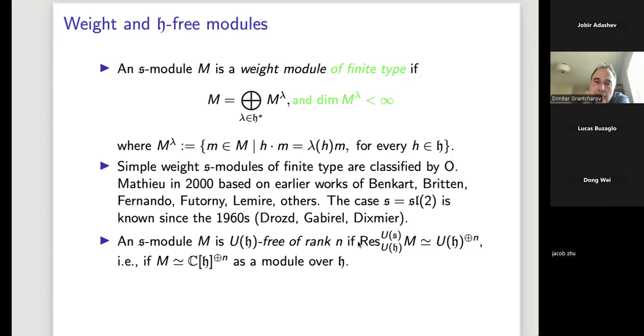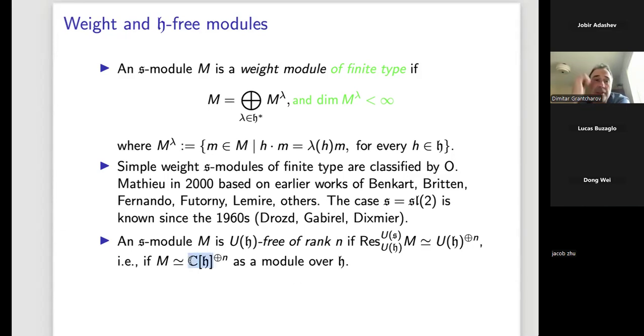And again, we are using the general fact that a module over the Lie algebra is a module over the enveloping algebra, and U(H), H being an abelian Lie algebra, is nothing else but C[H].